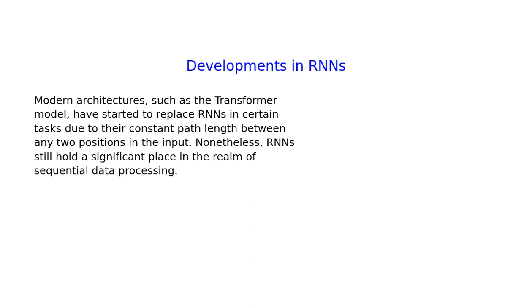Modern architectures, such as the transformer model, have started to replace RNNs in certain tasks due to their constant path length between any two positions in the input. Nonetheless, RNNs still hold a significant place in the realm of sequential data processing.